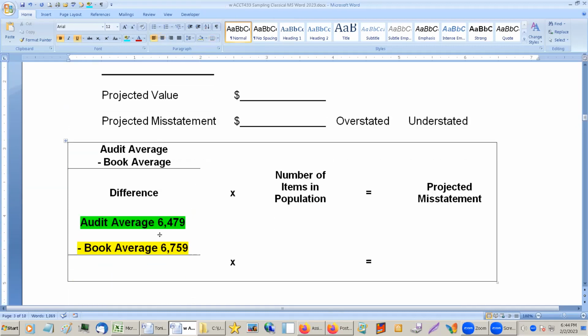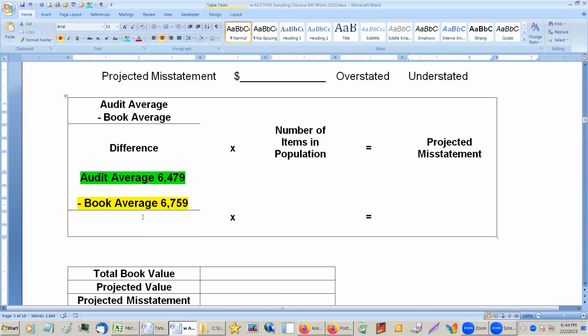Now here's the weird thing about the difference estimation. You come up with a projected misstatement first. So let me subtract those. 280. So we're saying, according to our calculations, everything is misstated by 280, and the number of items in the population is 30. So we're going to come up with a misstatement of 8,400.